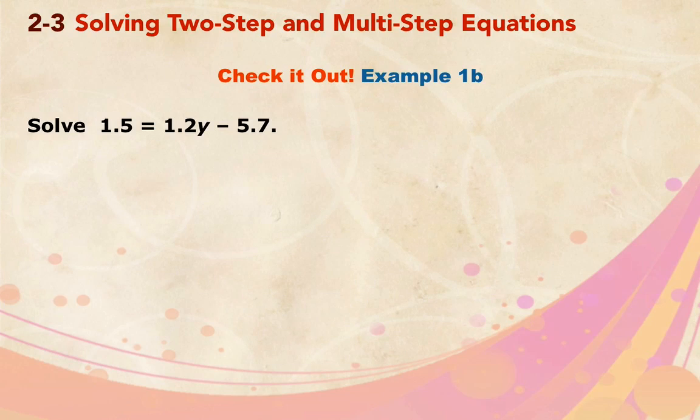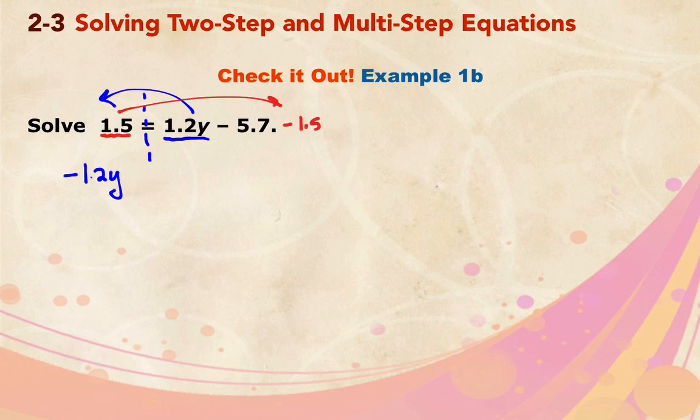This is 1.5 equals 1.2y minus 5.7. This one I'm going to have to change the variable term. So that variable term's right here, and I want that on the left. So it's going to be a negative 1.2y. Now I'm not going to write anything else up because I see that I have this variable term on my left. And I want my number term, this 1.5, which is on the left here, on the right. So I'm going to change that over here and make that a minus 1.5.